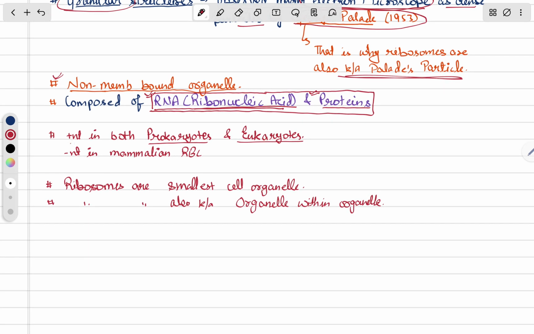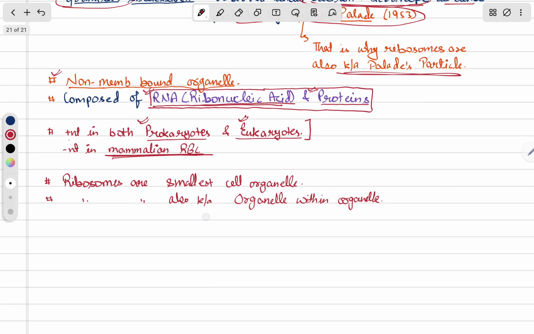Ribosomes are present in all living cells, that is prokaryotes or eukaryotes. Exception is mammalian RBC. In mammalian RBC, the nucleus and all the membrane bound organelles, and ribosomes, are absent. So it is present in all living cells except mammalian RBC. Ribosomes are the smallest cell organelle, and since they are present in mitochondria and chloroplast, they are also known as organelle within organelle.